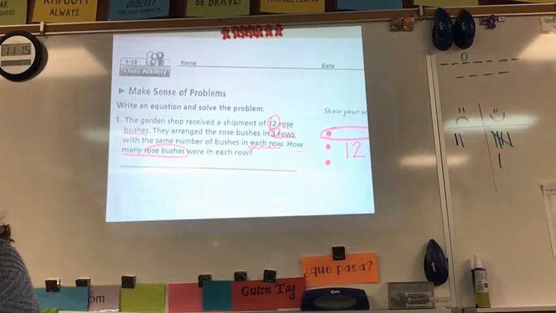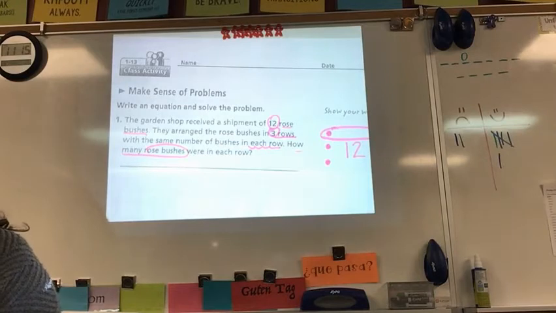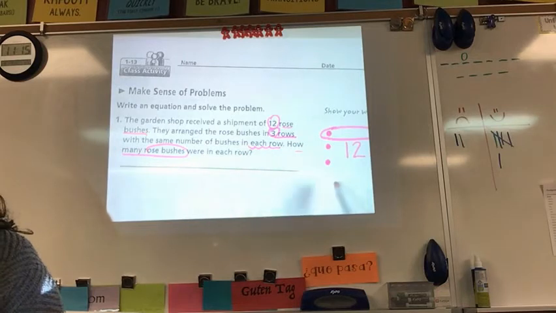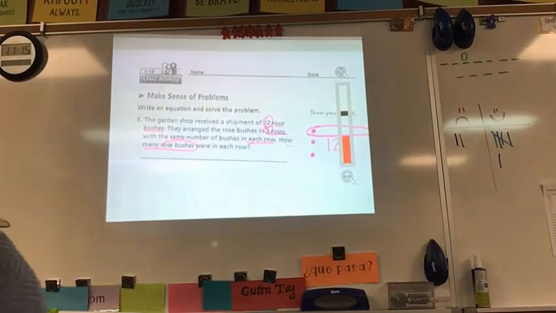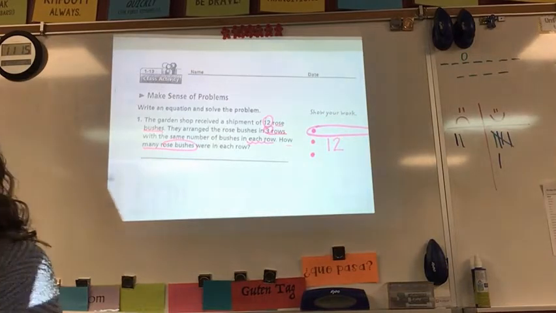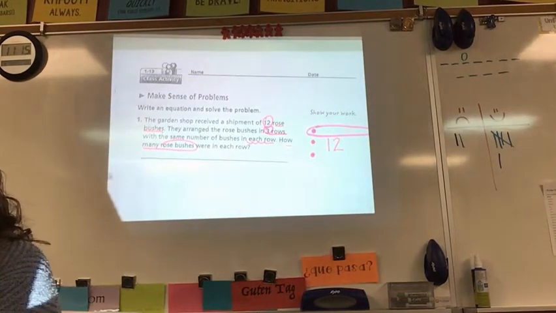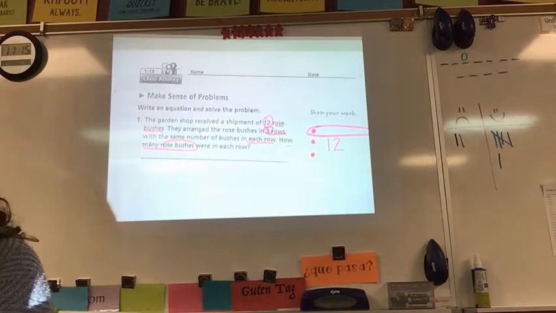Now, what mathematician could help me with my equation? Keegan. So I know my total. I know that they're in 3 groups. I just need to figure out how many are in each group. What would my equation be? Your equation would be 3 times or divided by something. Ooh, if I'm dividing, do I want the 3 first or the big number first? Big? Okay. Let's do it.